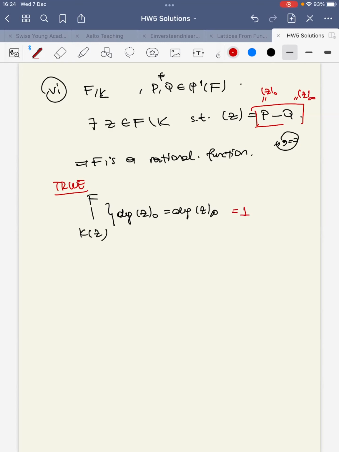Indeed, their degree is 1. So we can see that if this extension degree is 1, and k(z) is contained in F, we get the equality. So F should be the rational function field.